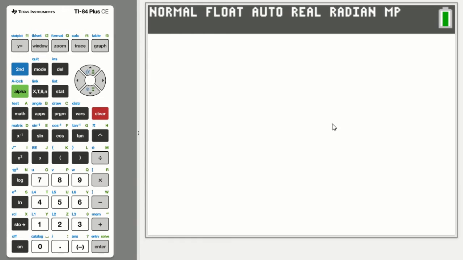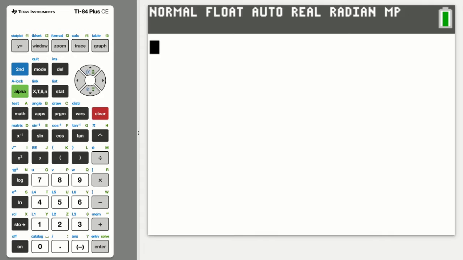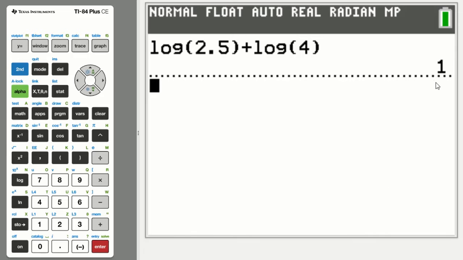More naturally, a lot of people will think of the following solution. We go log base 10 of 2.5 on the calculator, and once we're done with that, we add log base 10 of 4. And the answer will come out 1. That's one solution.